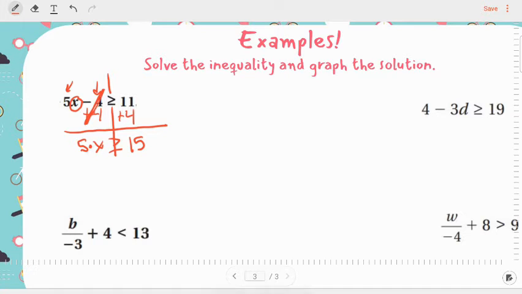So how do I undo that? I'm going to undo it with division. I'm going to divide both sides by 5. Now I ask myself the question, did I divide by a negative? Nope, 5 is positive. So I'm going to just continue on my way and bring down my sign. So x is greater than or equal to 15 divided by 5, which is 3. And I have my answer.